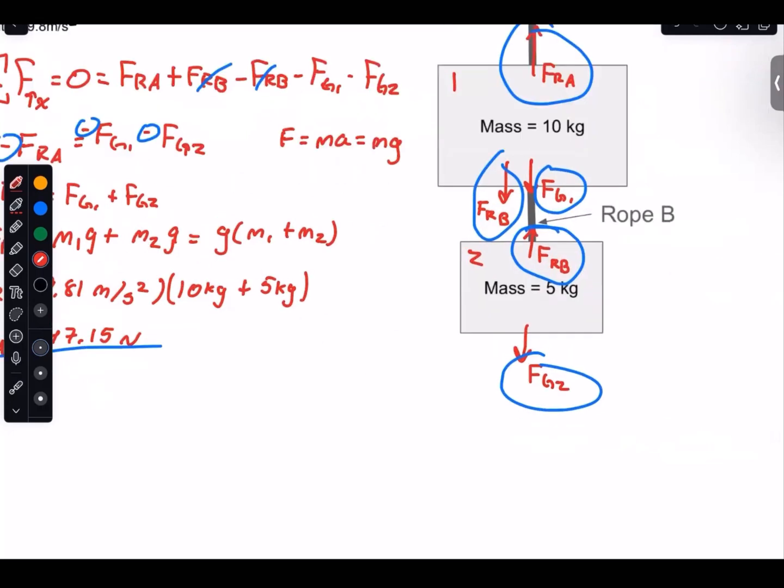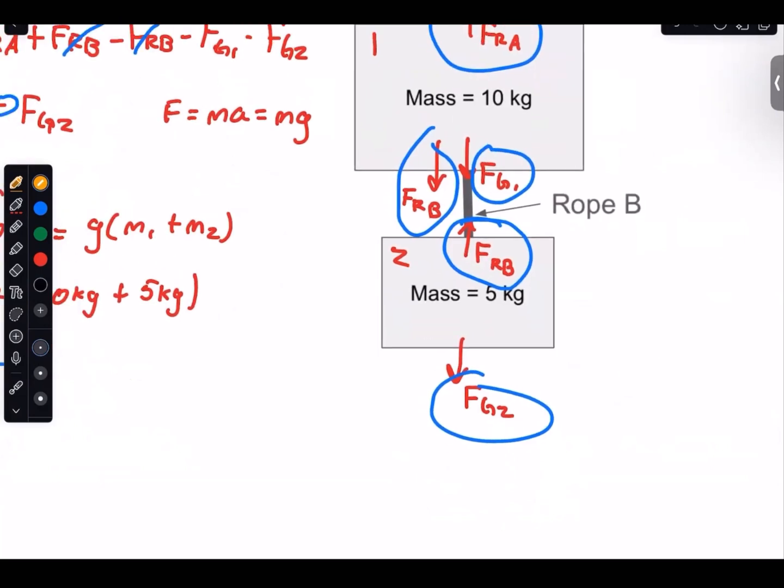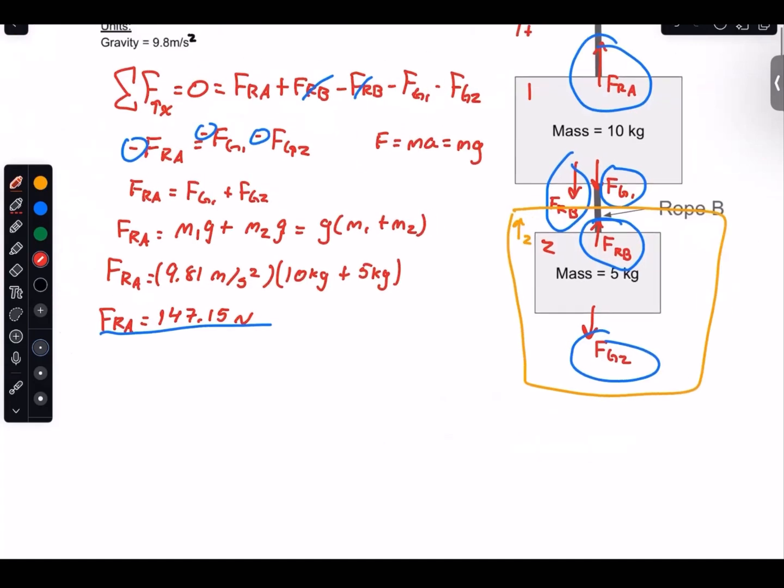To solve for rope B, this is very similar to the previous problem, where we can just identify a smaller coordinate system here, saying this is coordinate system 2, positive direction is upward, and we can say sum of the forces of system 2 in the positive x direction equals 0. And we only have 2 forces acting in our second coordinate system, force of rope B and force of gravity 2. Force of rope B is positive, minus force of gravity 2, and bring force of rope B over to the left side equals force of gravity 2.